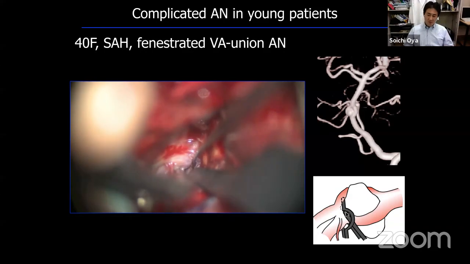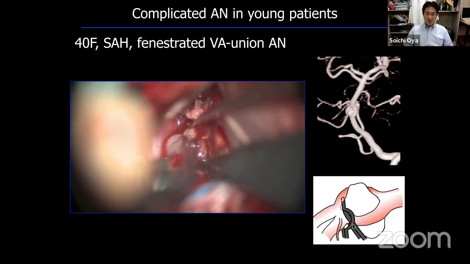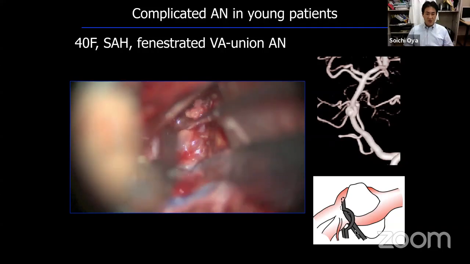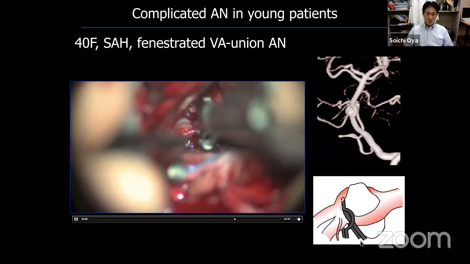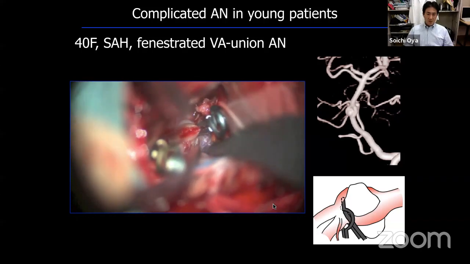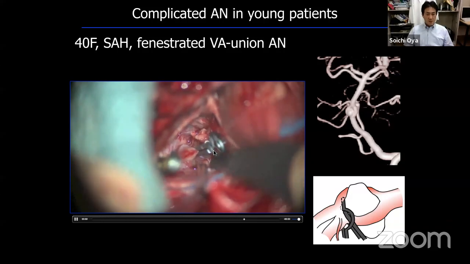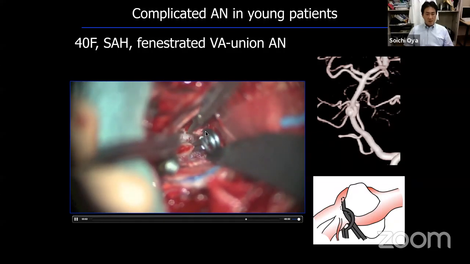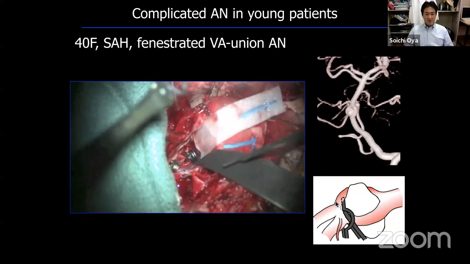My plan is to put the first clip to close the left half of the neck together with the left loop structure here. Now I'm applying the first clip to create the closure line half here. By doing this, I could get the additional space to cut the arachnoid and confirm the perforators around the aneurysm. And I cut the arachnoid close to the right side of the aneurysm neck.